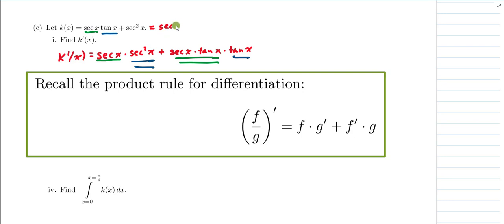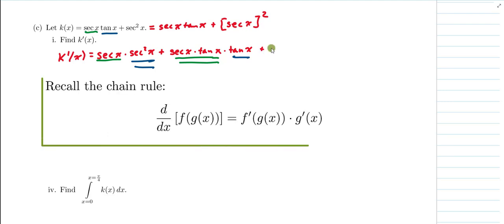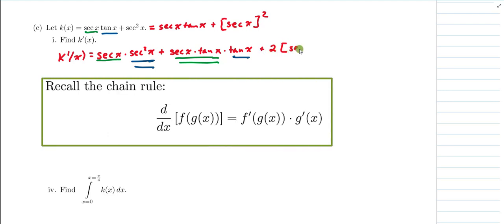This is the function secant x tangent x, and I've warned you a few times over the course of this semester that it's helpful to rewrite this function as the secant of x squared to help you see that chain rule that we're going to have to do on this second term here. So we're going to add to that plus 2 times the secant of x to the first power times, and then if I take the derivative of what's inside there, the derivative of the secant of x is another factor of secant x tangent x.